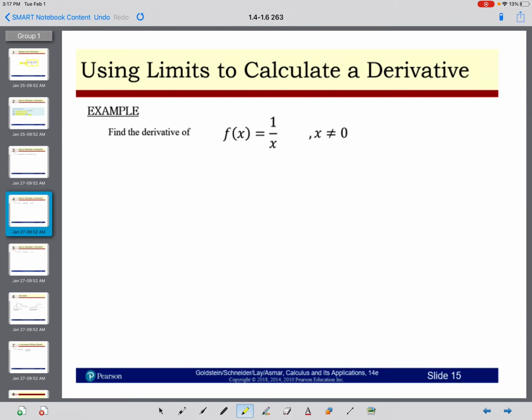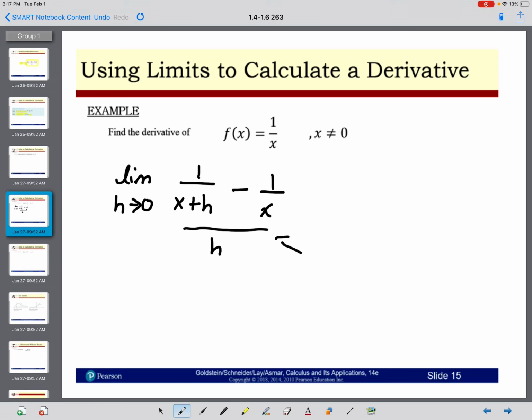So we're asked here to find the derivative of 1 over x, where x is not equal to 0. And so to do that, we're going to first of all write our difference quotient and take the limit as h approaches 0 after that. So what we're doing, we're taking the limit as h approaches 0 of 1 all over x plus h minus 1 all over x, all over h. Okay, remember this quantity here, that is our difference quotient.